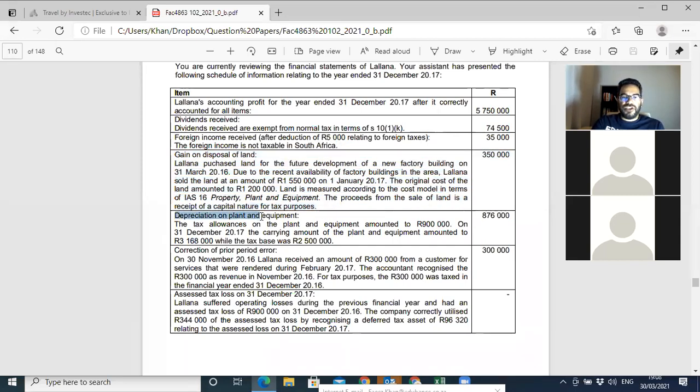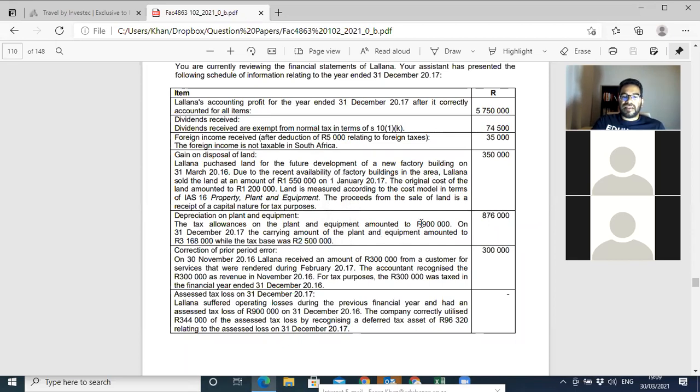Now we have depreciation on PPE. The tax allowance on the plant and equipment amounted to 900,000 Rand. On 31 December 2017, the carrying amount of plant and equipment amounted to 3.1, while the tax base is 2.5. So remember the carrying amount of 3.1, that is what accounting is saying. That is what we expect as future economic benefits. This is what SARS say. 2.5 million is the future tax allowances.